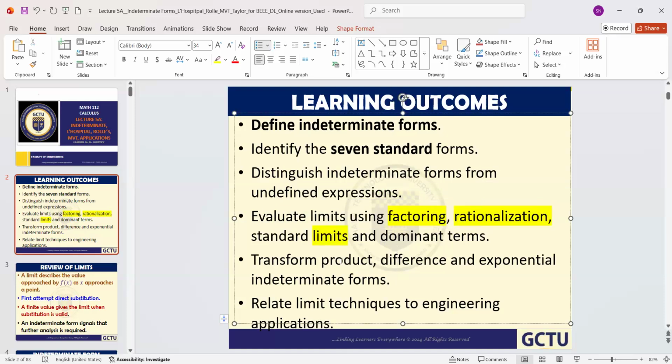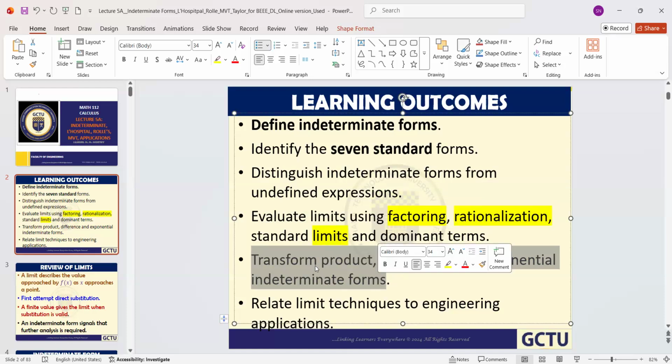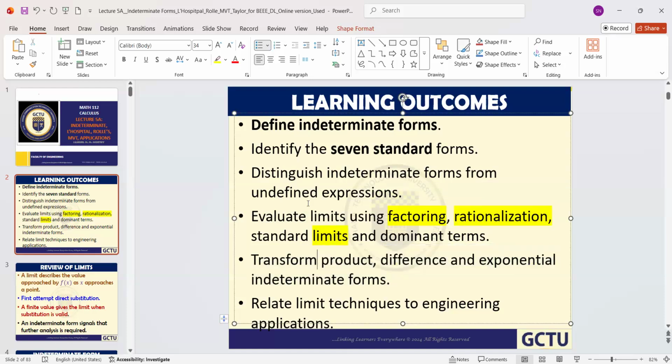Now, sometimes we may have to transform the product and the difference and exponential form into indeterminate form. So when you get a certain one of these standards, you may have to convert that standard into either a logarithm or exponential form so that you can be able to evaluate it. And then, like I said, for each one, I'll pick one application in reference to engineering so that we understand what these things do to functions and equations.